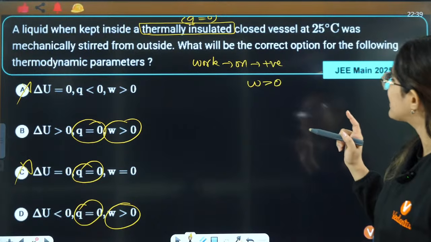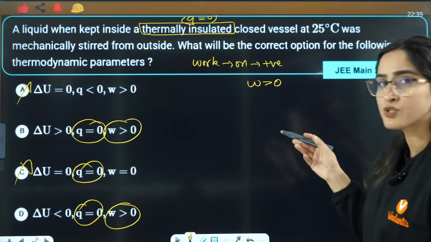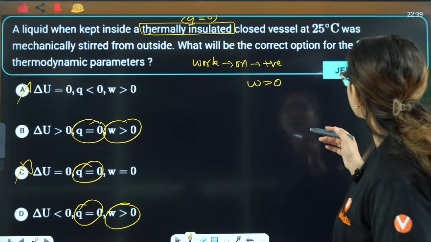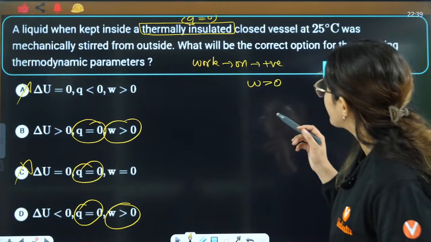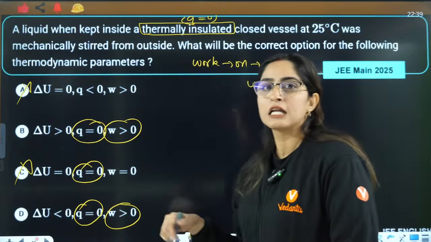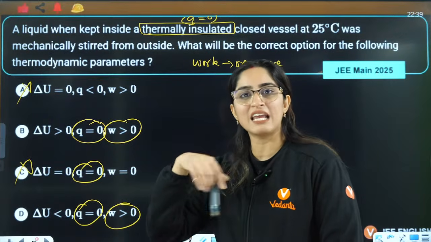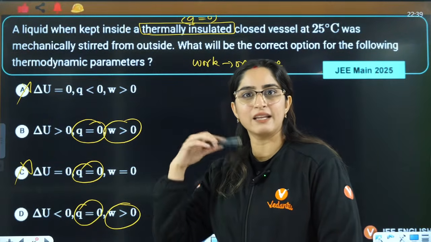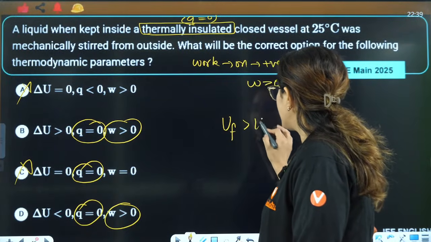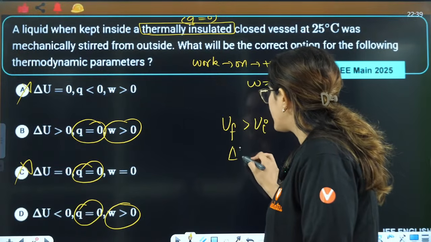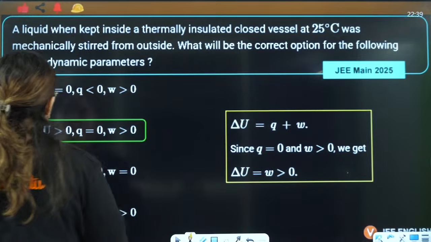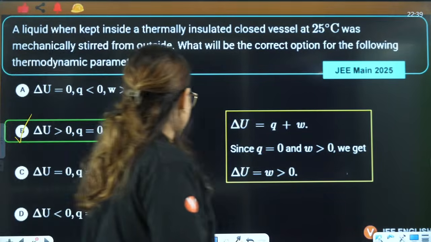We are saying that it's a closed vessel, so exchange of mass is not there, right? Kept inside a closed vessel at 25 degrees and mechanically stirred. Now mechanically stirring means you are increasing its internal energy. That means U final is greater than U initial, and that is the reason delta U is going to be positive. So B is the correct answer here, right?